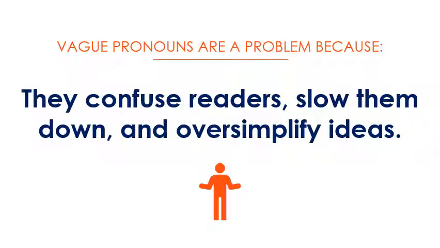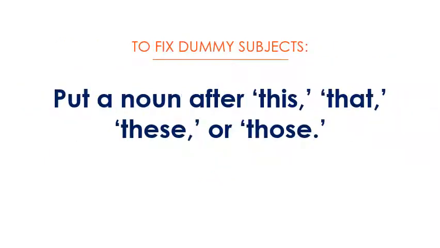It's oftentimes unclear what they refer to. They slow readers down because they force your readers to look back at previous sentences to infer the meaning of the vague pronoun. And they can also be used to oversimplify ideas, such as when we use this, that, these, or those to stand in for an entire concept or sentence. But while vague pronouns are problematic for a wide variety of reasons, they're ultimately quite easy to fix.